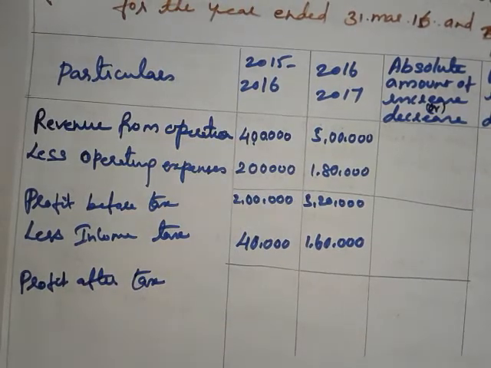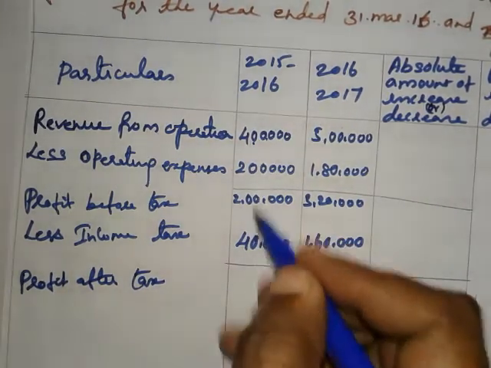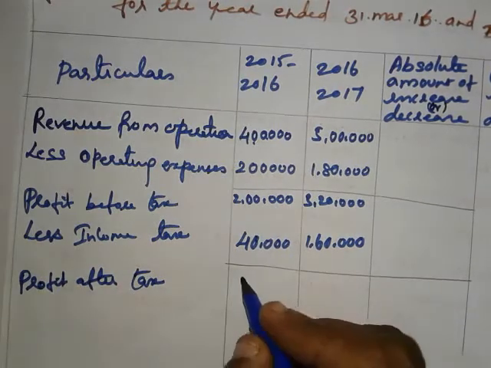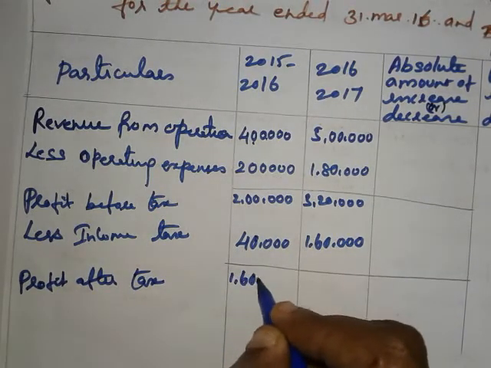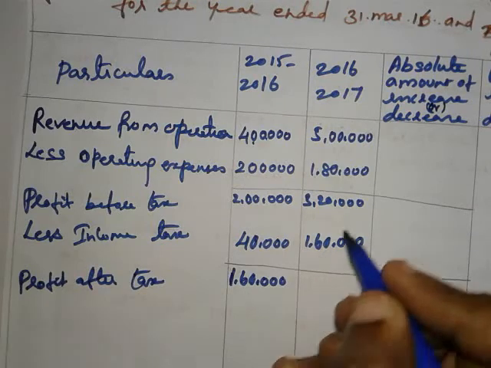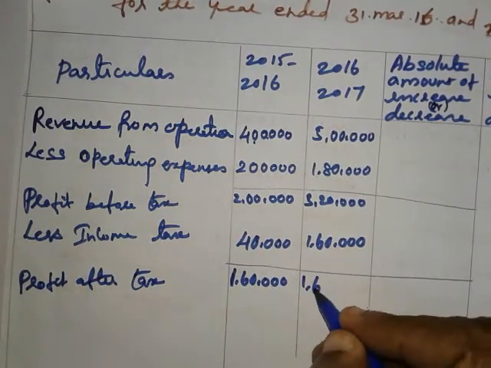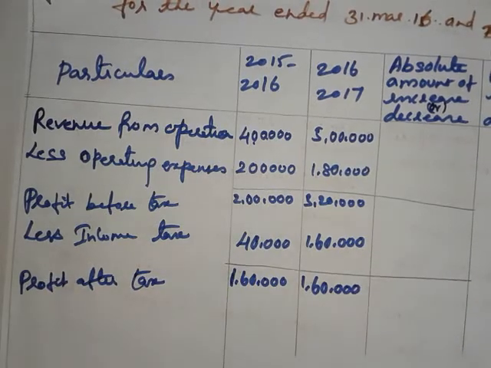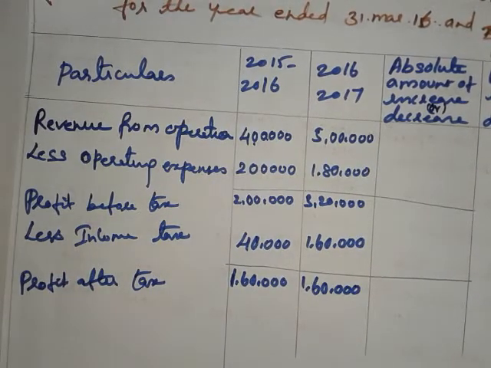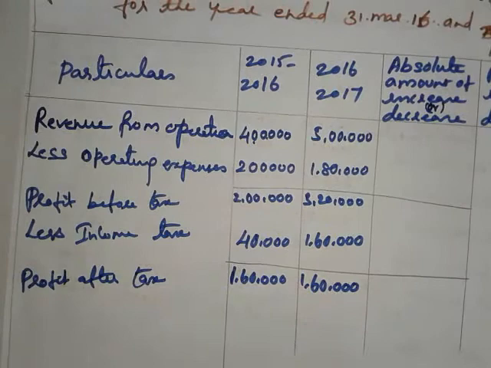After paying the tax, this is the profit. So you can find 2 lakhs minus 1,40,000 is 1,60,000. Here 3,20,000 minus 1,60,000 is 1,60,000. Okay. Now we can move to the absolute amount of increase or decrease.